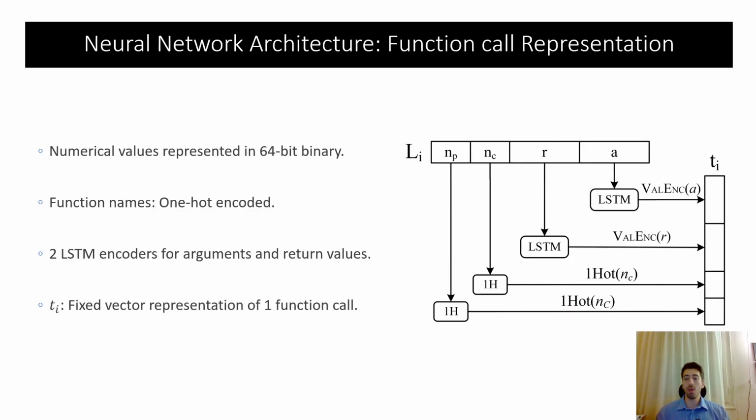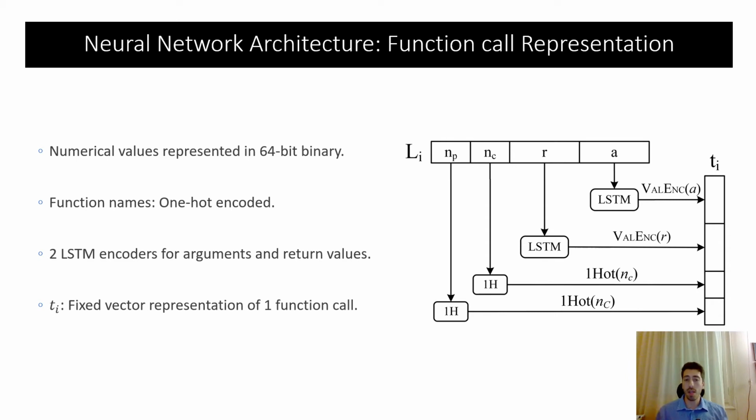First of all, we have to somehow create a function call representation as a fixed length vector. As I said before, one function call contains 3 different sections: the function names, the return values, and the arguments. The return values and the arguments, which are numerical values, are represented in 64-bit binary arrays. As far as the function names are concerned, which are strings, we one-hot encode them.